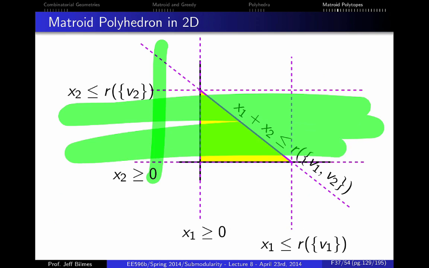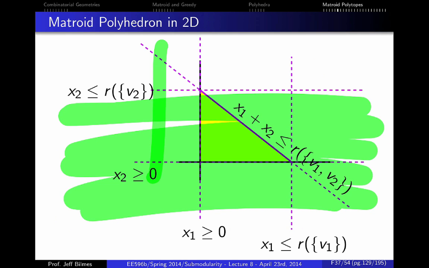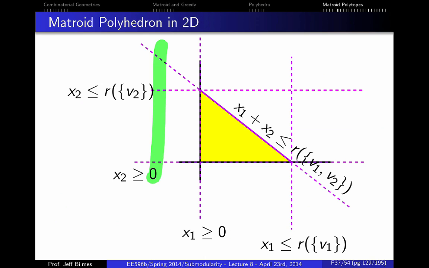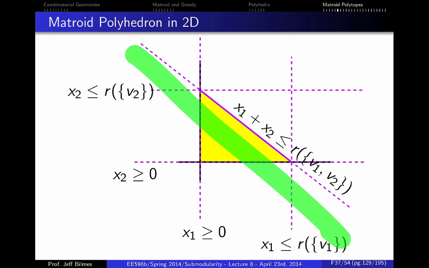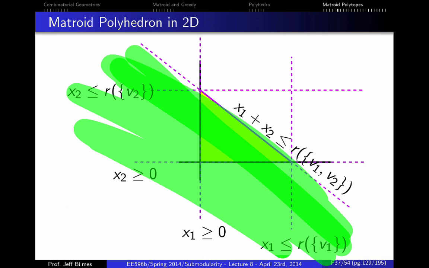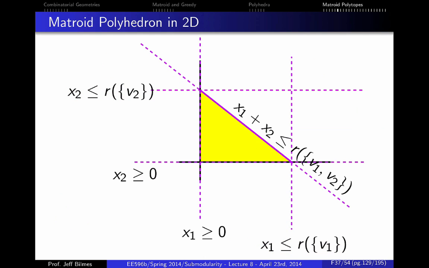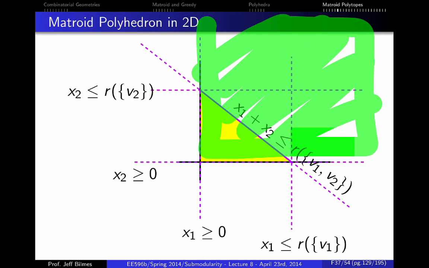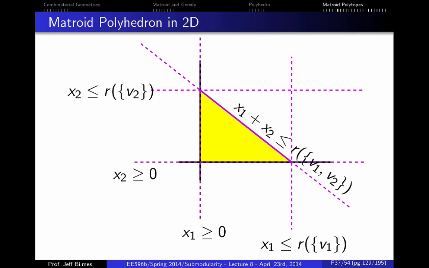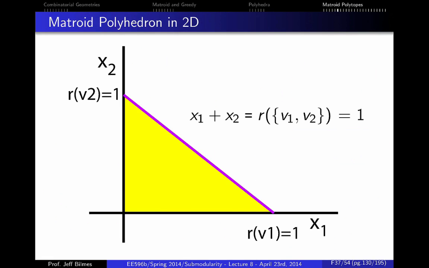x2 less than or equal to the rank of v2 is all these points here, right? And then x1 plus x2 less than or equal to the rank of the pair are all these points here. The positive orthant are all these points here, right? We intersect all of them, we get this yellow polytope. So that's our first matroidal polytope. Say hello to the matroidal polytope, our first one, because we will be seeing a lot of these kinds of things. There it is again, a little bit closer.